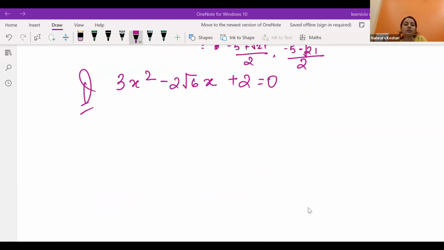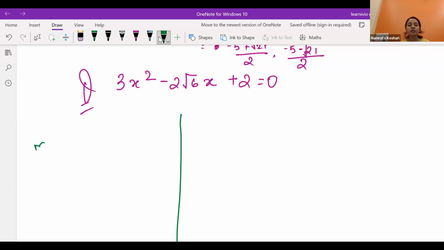See here also, if the process is not mentioned, that we are supposed to split the middle term and then find the value. Of course we'll be thinking about splitting the middle term. And if nothing is mentioned, just the instruction is to solve it, then we have two options. One is using the quadratic formula and the other is splitting the middle term. Let me take both ways. I will be showing you both methods.